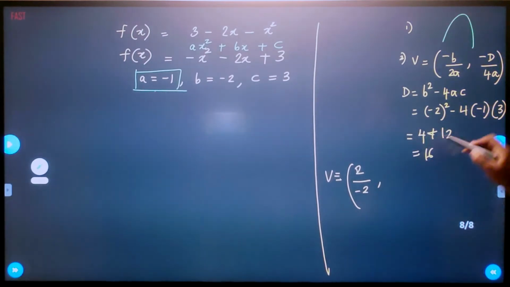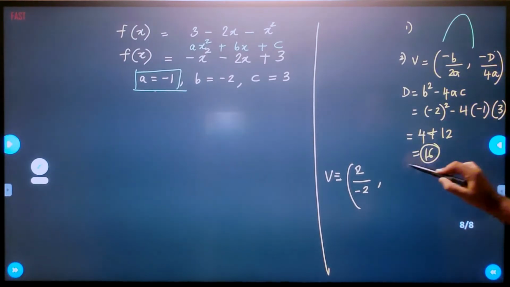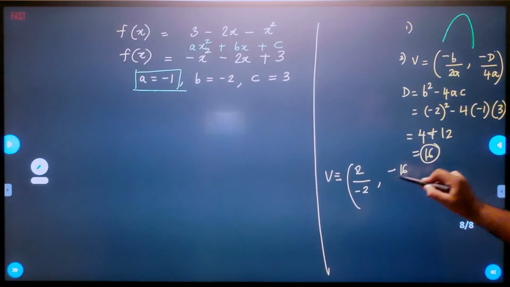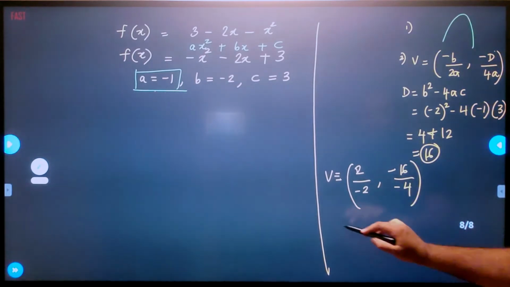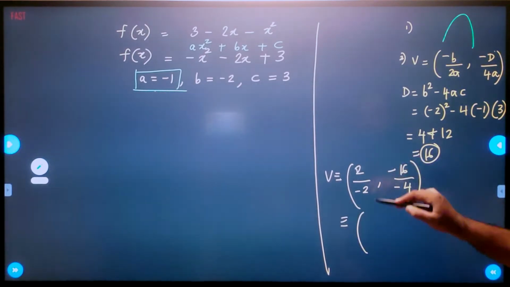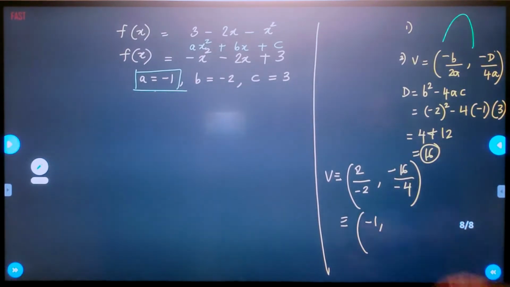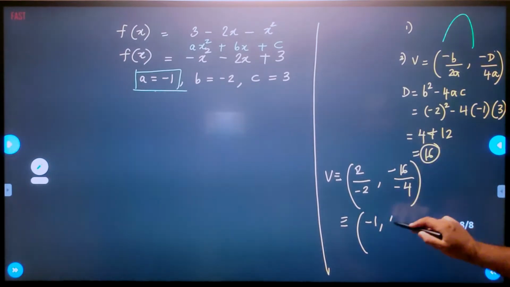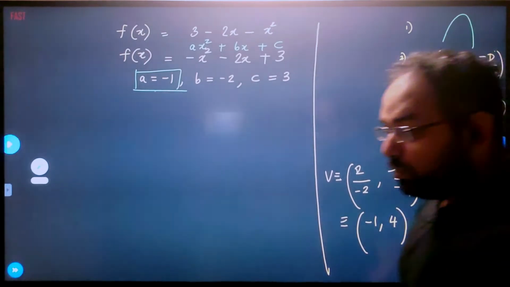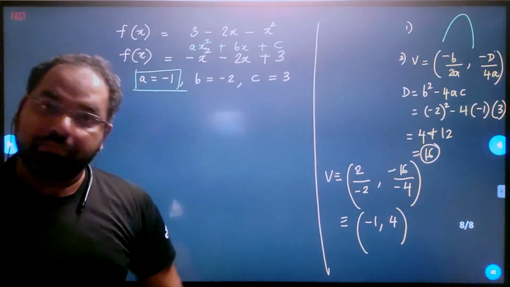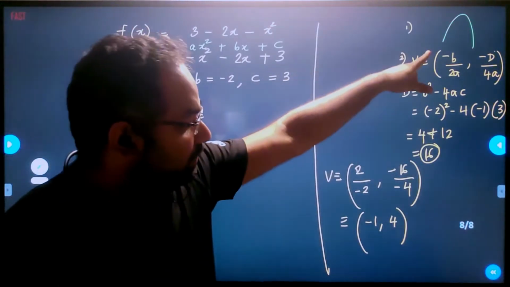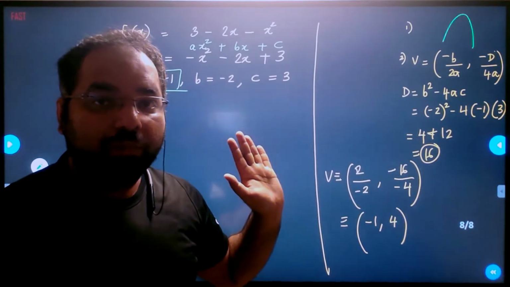Minus d by 4a. D is 16. So wherever d is there, I'm going to put 16. So it's going to be minus 16 because it's minus d divided by 4a. 4 into a is going to give me minus 4. So when I calculate this, I get 2 divided by minus 2 is minus 1, comma, minus 16 by minus 4 is plus 4. So I found out where the vertex is. The vertex is at the point minus 1 comma 4. Done. Downward facing peaks at minus 1 comma 4.